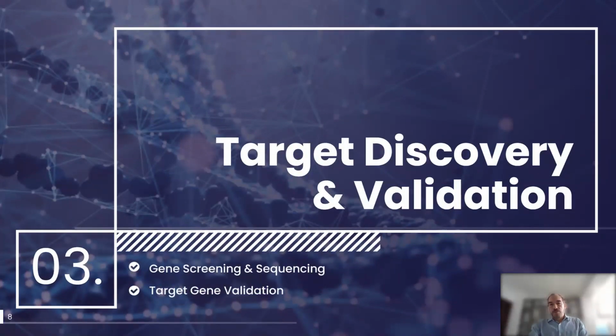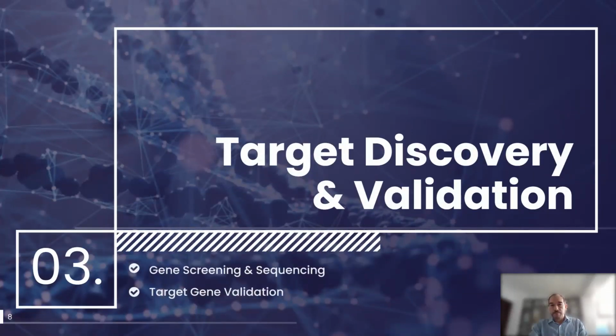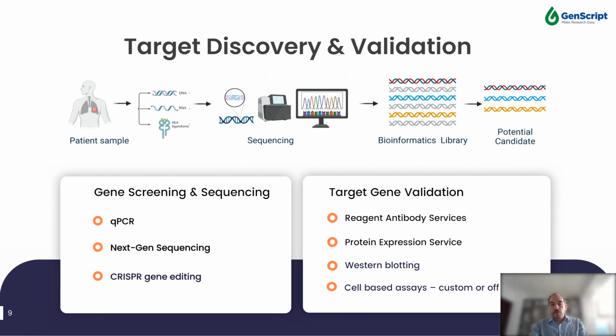So what are the tools for target discovery and validation? In target discovery and validation, a very typical process starts with gene level analysis. Gene screening, sequencing, very typical tools are being used like qPCR for up and down gene regulation analysis, next-gen sequencing for sequencing analysis, CRISPR gene editing for target knockout for validation.